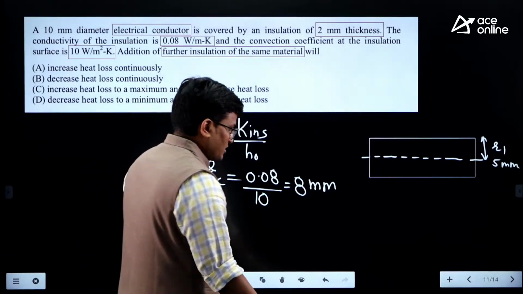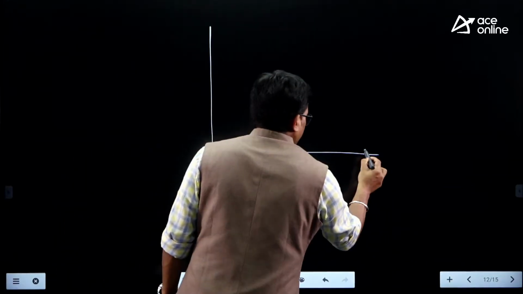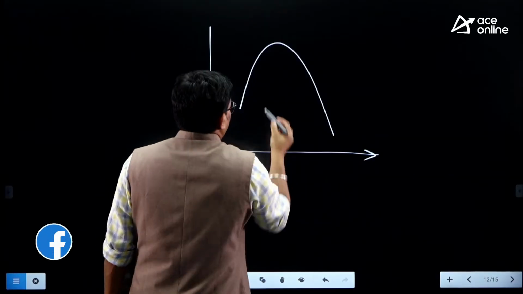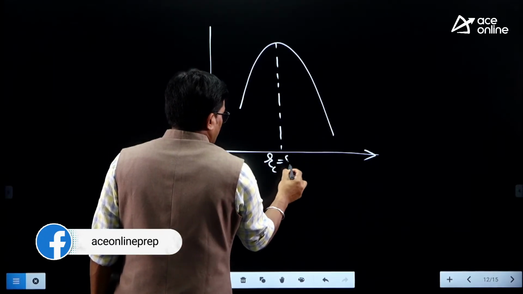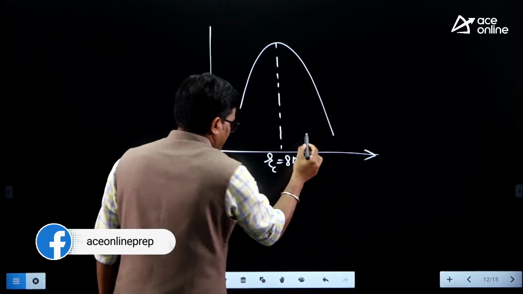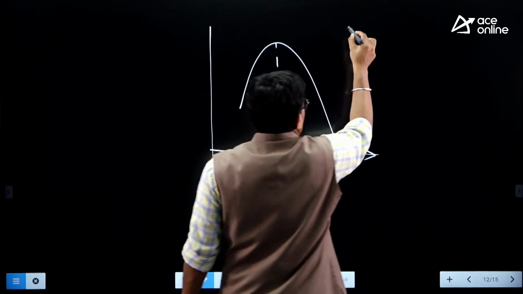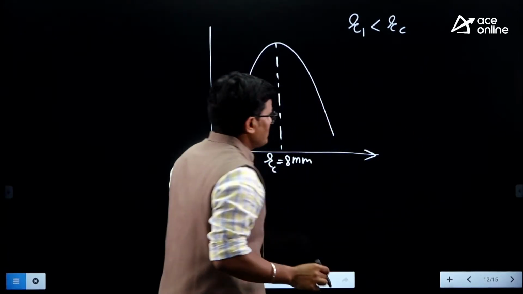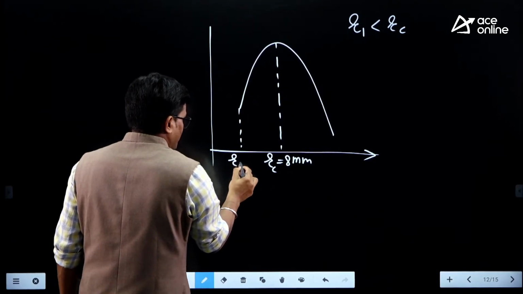Simple. So draw the curve. This is the curve. What is RC? 8 mm. So this RC is equal to 8 mm. Next, you check R1 is 5 mm. So it is clearly visible: R1 is less than RC. So it is here. Right.